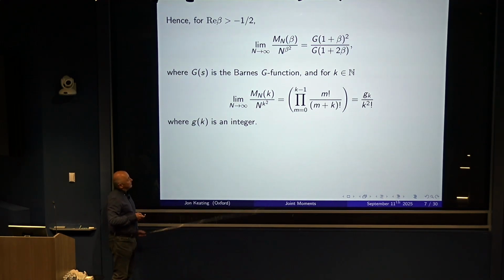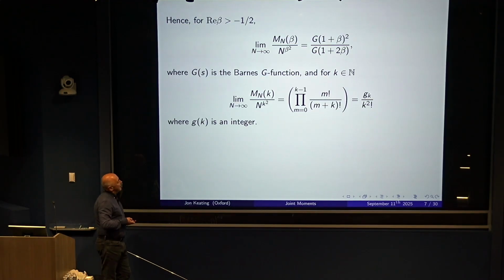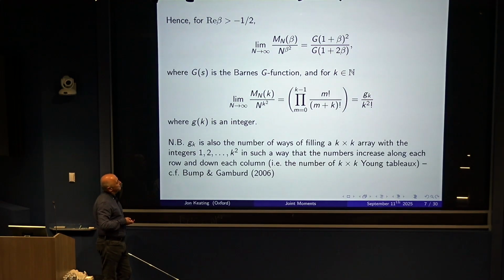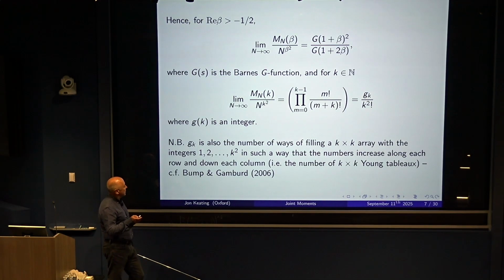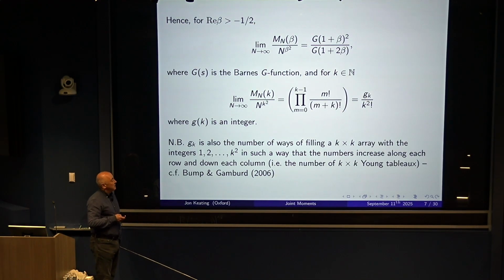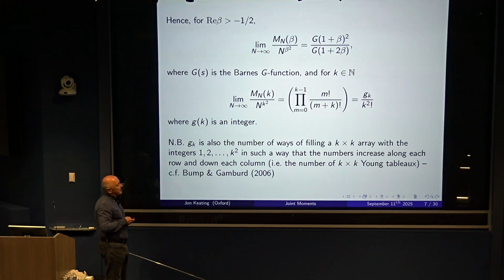That's a property of this formula. And this term g_k has a very nice interpretation. So g_k is an integer. It's the number of ways of filling a k by k array with the integers from 1 to k squared in such a way that the integers increase along every row and down every column. So if you like, it's the number of k by k Young tableaux. So there's a nice interpretation.